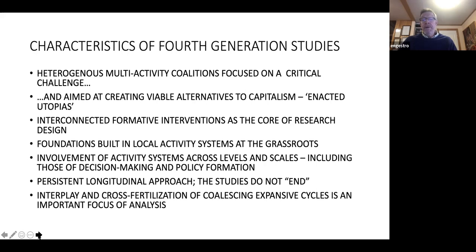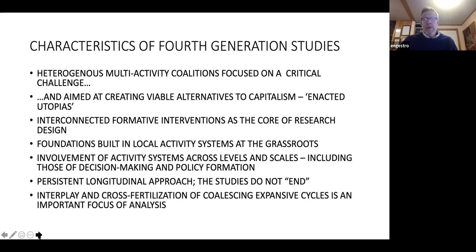However, here in Finland, we have been relatively successful in this effort, and the recent work of Sannino's research group proved to be quite instrumental in this struggle. She conducted three interconnected change laboratories, one at the level of a supported housing unit for formerly homeless youngsters, the other one at the level of a city, and the third one at the level of the entire nation, where various national actors, including ministries and decision makers, came together. So these interconnected, multi-level formative interventions are a critical part of what I see as fourth generation activity theory.